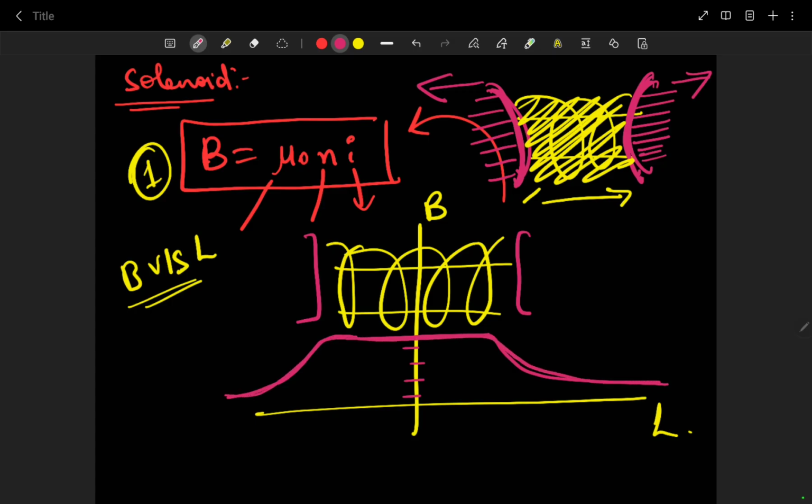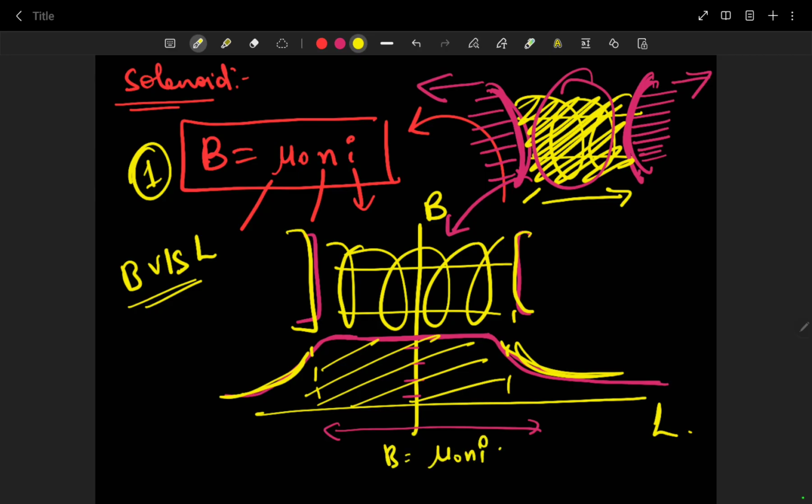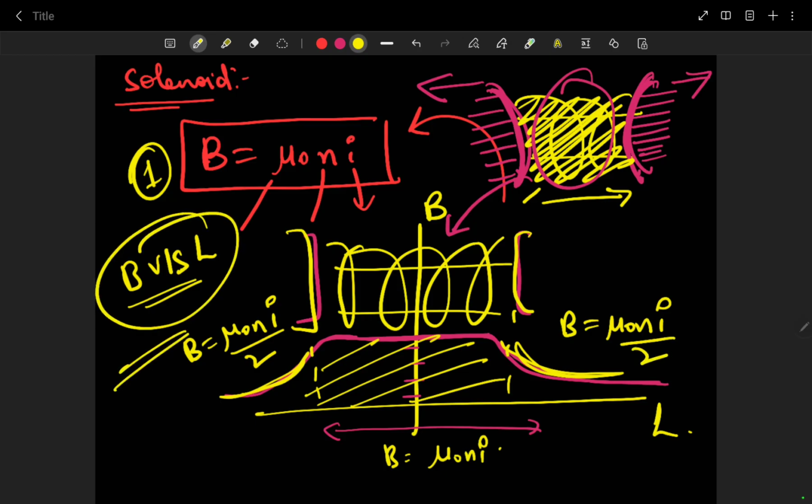So what we mean is, it will remain constant throughout the core portion, which is this yellow portion that I've drawn here also. And if you see the edges, this edge is reducing, this edge is reducing, right? Sometimes they do ask us how much it reduces. So you can always tell that throughout the core, B is equal to mu naught Ni, right? And over here it might reduce to half of its value, so it can be mu naught Ni by 2 beyond the edges. So this is a B versus L graph for a solenoid.